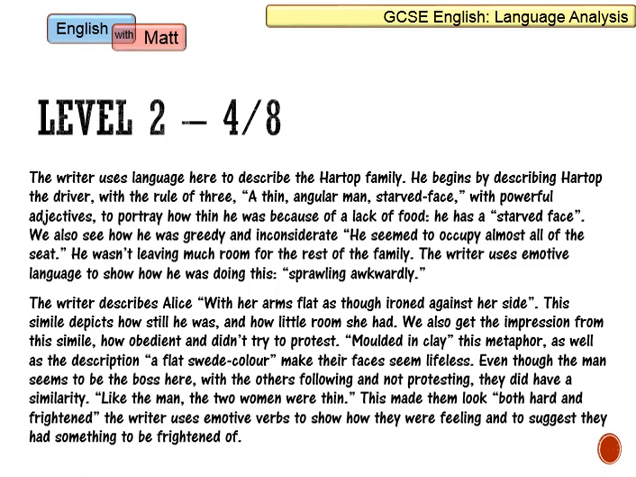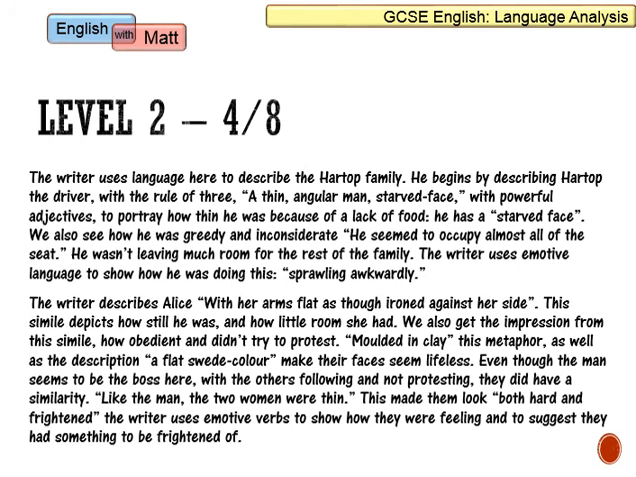The writer uses language here to describe the Hartop family. He begins by describing Hartop the driver with the rule of 3, a thin, angular man, starved face, with powerful adjectives to portray how thin he was because of a lack of food. He has a starved face.